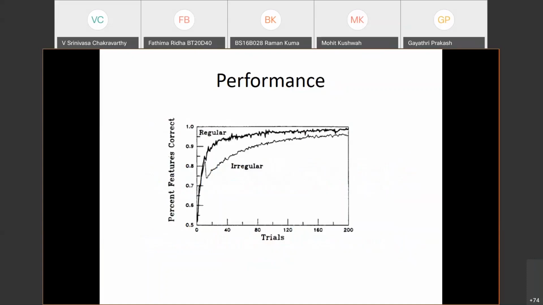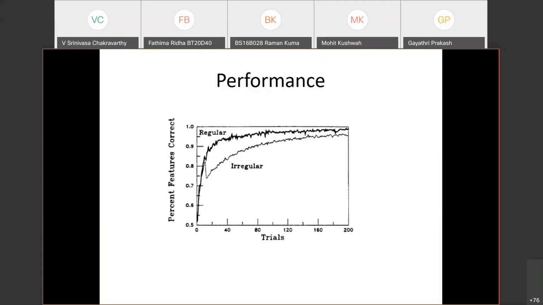So look at these 2 graphs. On the y-axis, you see percentage of features correct. The x-axis is trials. So you see the solid dark black curve is the performance over regular verbs, which is constantly increasing, and there is no fluctuation in that. Whereas for the irregular words, because in any given training stage both kinds of words are present in the training set, here they are segregating the regular and irregular verbs and showing performance.